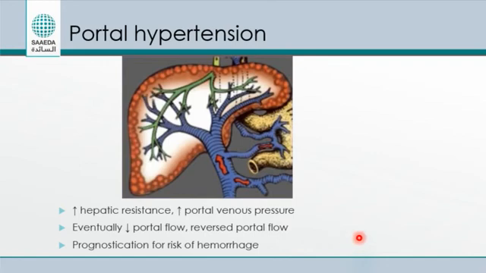Regarding portal hypertension, what will happen if there is increased portal fibrosis and increased liver resistance? This will lead to increased portal venous pressure, okay? And eventually the portal venous flow will decrease, and if the resistance is high enough, it will be reversed. Instead of going towards the liver, it will go away from the liver. It will be hepatofugal, not hepatopetal, okay? And when this happens, it is a bad prognostic sign for hemorrhagic changes, because all sorts of collateral venous channels will open, and they might result in bleeding.